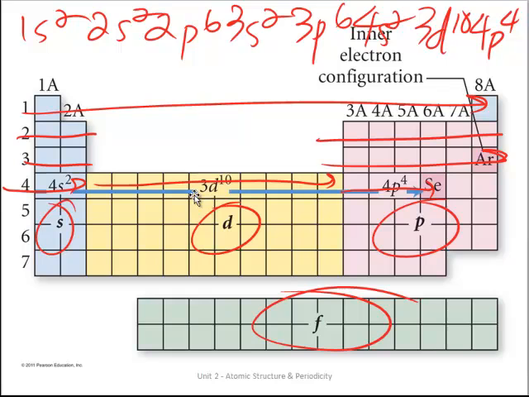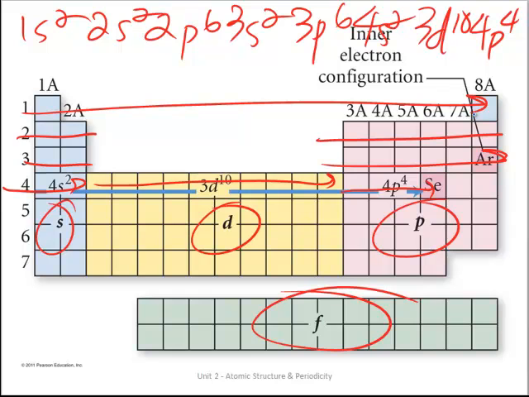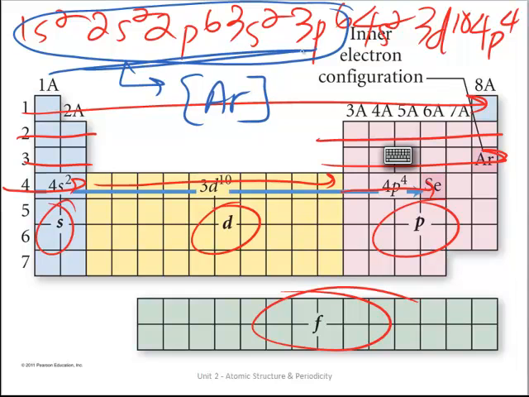And if we go up, we can see that no matter what, argon has this electronic configuration: 1s2, 2s2, 2p6, 3s2, 3p6. So by writing argon in brackets, that's what we mean. Just to shorten up the electronic configuration, we can write argon in brackets to imply 1s2, 2s2, 2p6, 3s2, 3p6. That's the electronic configuration for argon.